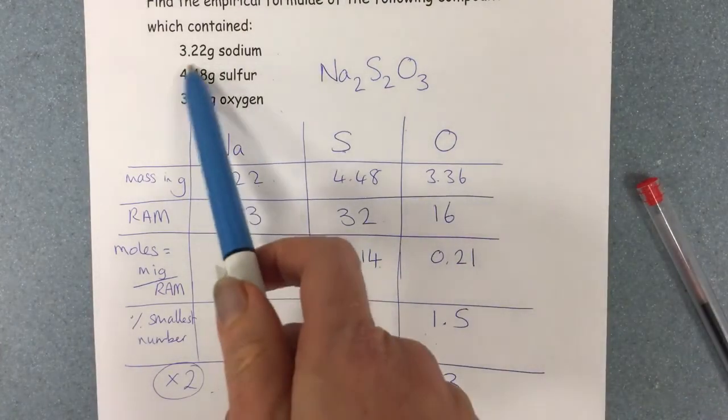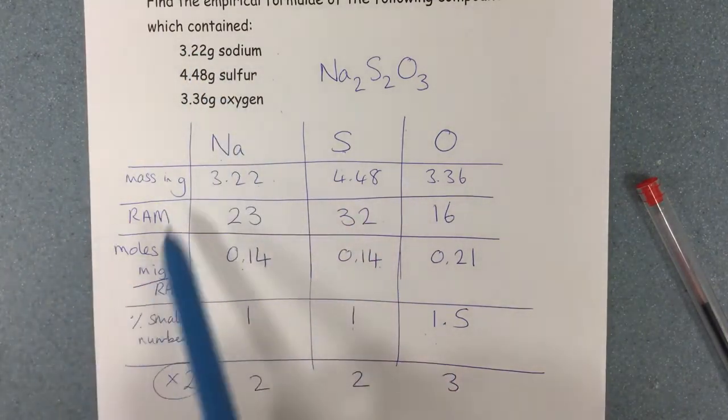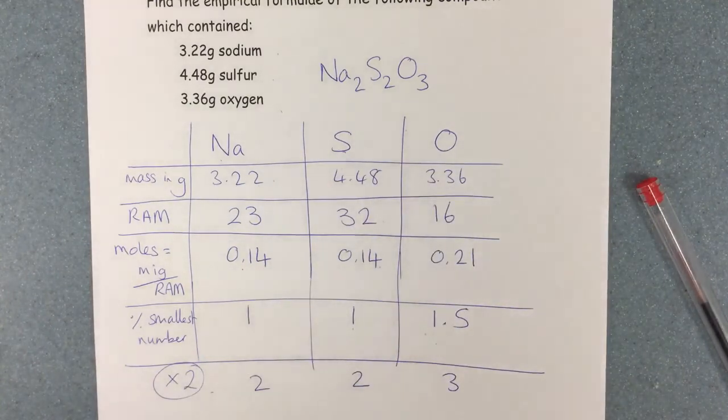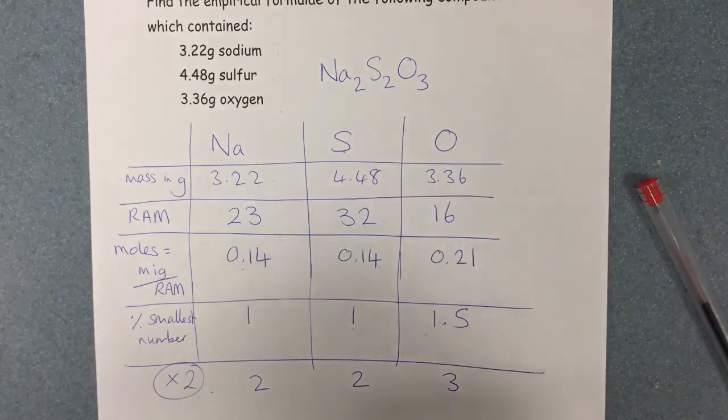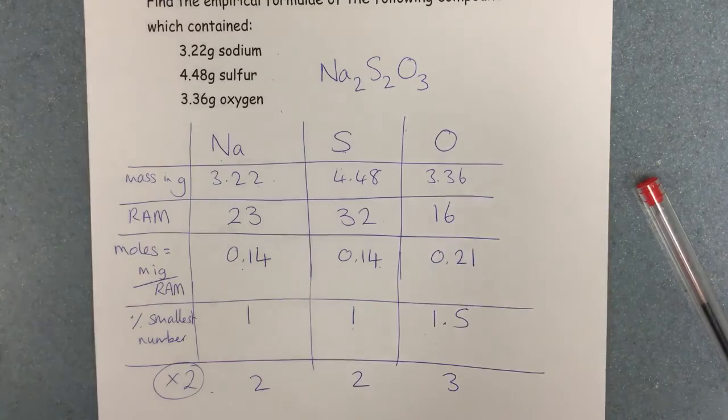In this question I was given mass in grams. If I was given percentages, I would still write it as if they were masses in grams, because all that's saying is I've got a 100-gram sample, this is how many grams of each. Because it's just how much you have relative to the others, percentages works exactly the same way.